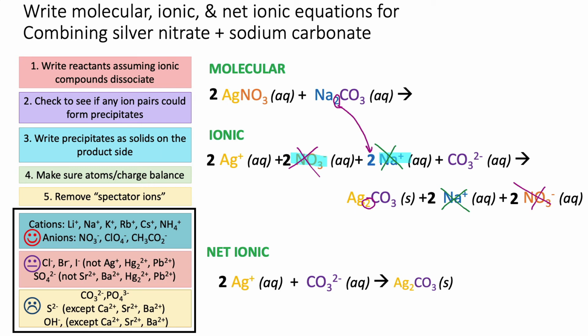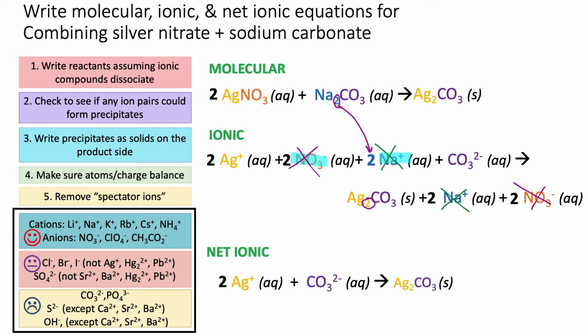If you're doing a precipitation reaction, you're always going to have ions on your reactant side forming a solid on your product side. Now you'll notice we've only written half of our molecular equation. What do we need to do to finish our molecular equation? Well, we know we're going to make silver carbonate. What do we have left?